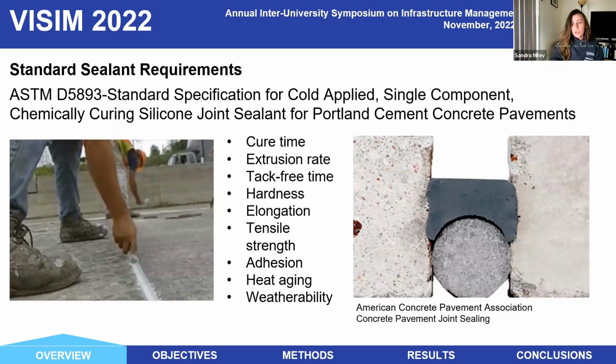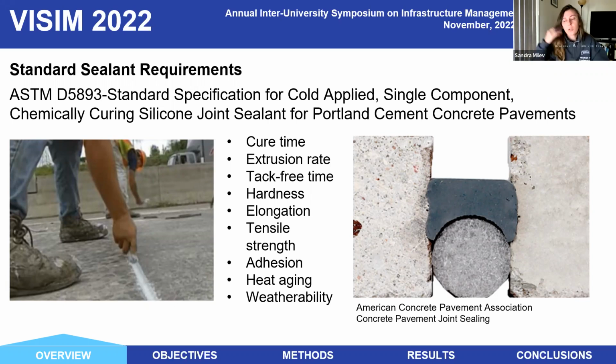So now more about sealants in general. There are different standards that specify the properties that a sealant has to satisfy. We used as a reference ASTM D5893, which is for cold-applied silicone joint sealants in concrete pavements. In this standard, it is specified what the cure time should be, then tack-free time, for example, 5 hours, elongation of more than 600%, and tensile strength. The maximum is limited to 0.3 megapascals, because in that way it is going to limit the stresses that are developed at the interface between the sealant and concrete. And then there are also requirements for the durability of the bond, heat aging, and weatherability.